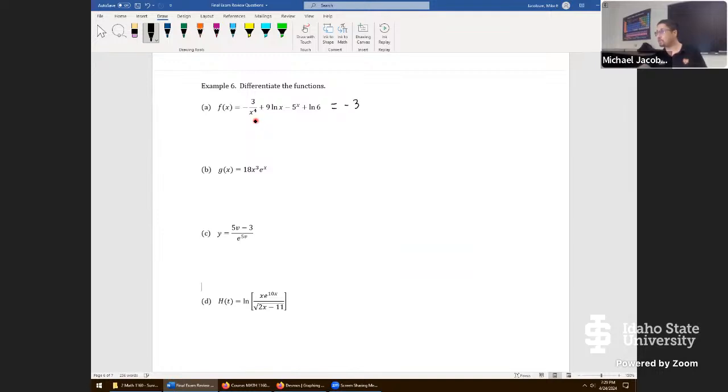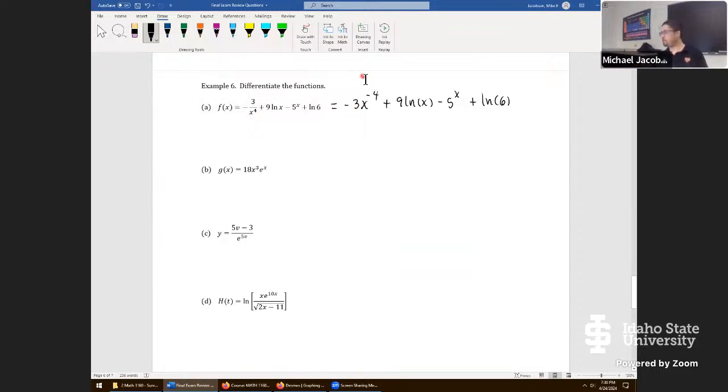You could take this thing and write it as -3 times x to the power of -4. Now that's way easier to differentiate. I can't do anything with 9 natural log x, so we'll just put that in. This is an even trickier problem, -5 power x plus natural log 6. So really all I've done here is corrected that exponent down there.